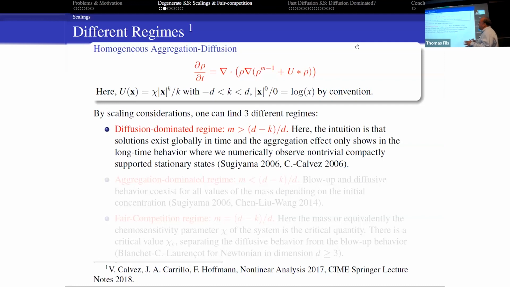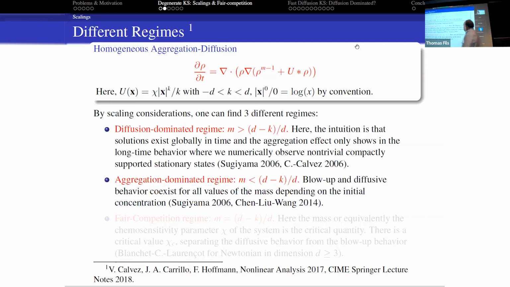So in that situation, you would expect to have global solutions, and you would expect also to have some non-trivial behavior as t goes to infinity, depending on the ranges. I'll come back to that later. I'm just here referring to two particular papers in that direction, in that regime.